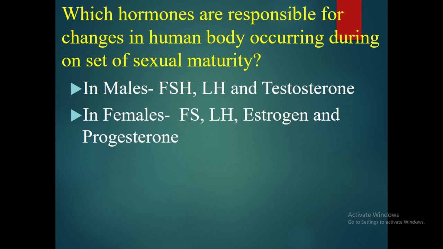Which hormones are responsible for changes in human body occurring during onset of sexual maturity? So in male, FSH, LH and testosterone are the hormones, whereas in female, FSH, LH, estrogen and progesterone.